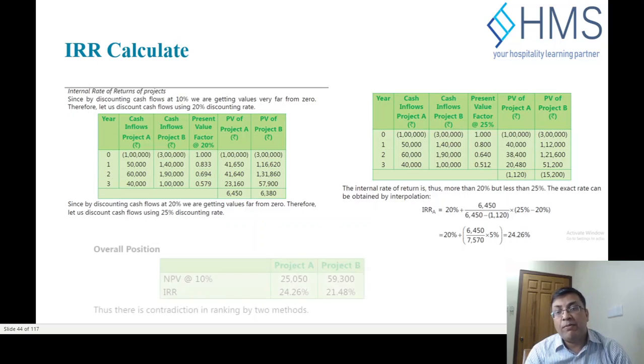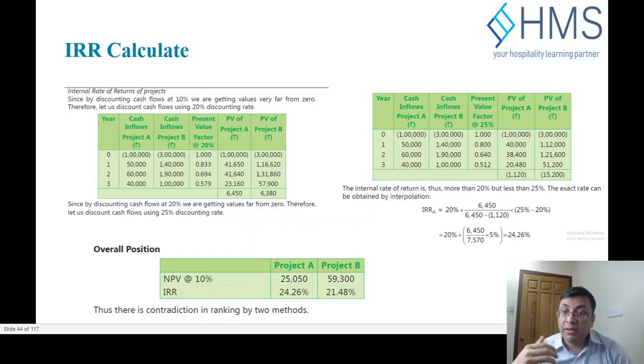Similarly, we will calculate for project B, and then we will get the IRR for project B as well. So here is the overall position. The net present value at 10% is 25,000 and 59,000. But the IRR is 24% and 21%.